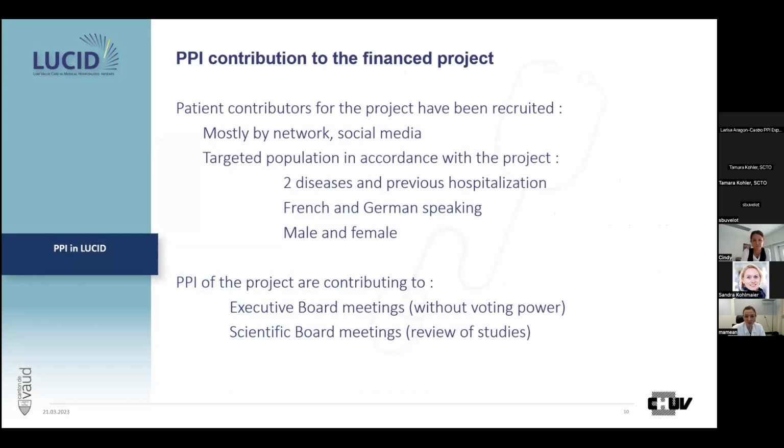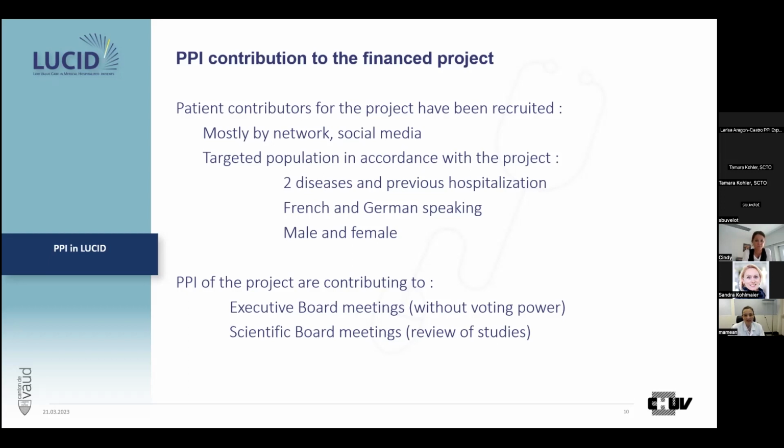From my experience, it was mostly through our network and on social media. And then it's also important to target the population. So I think it's also good for the project to describe how you will target the population. For our project, it was a population of comorbid patients with at least two diseases on a previous hospitalization. They should be French and German speaking, and have a good balance between male and female.